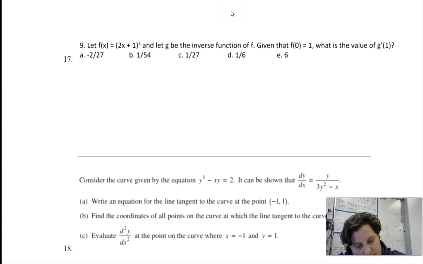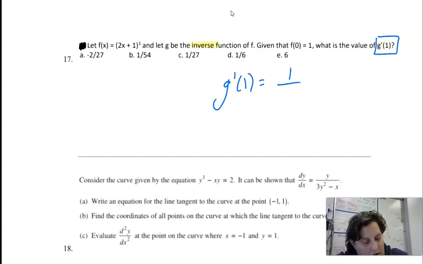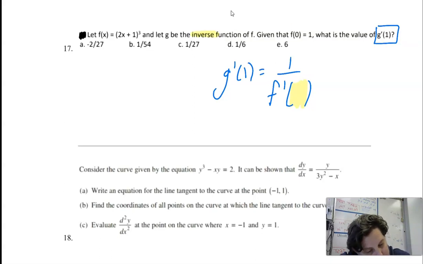Okay, cool. Let's look at number 17, not 9. Let f of x be that, g is the inverse, and so on. Okay, here we go. What is g prime of 1? G prime of 1 is 1 over f prime of something. Well, the something is right over here. If f of 0 is 1, g of 1 is 0. All right, and let's go ahead and find the derivative now.